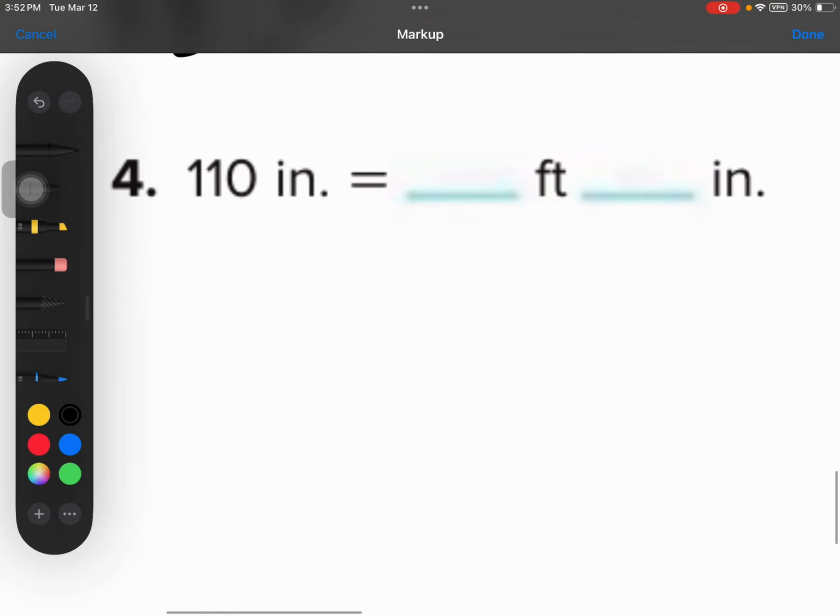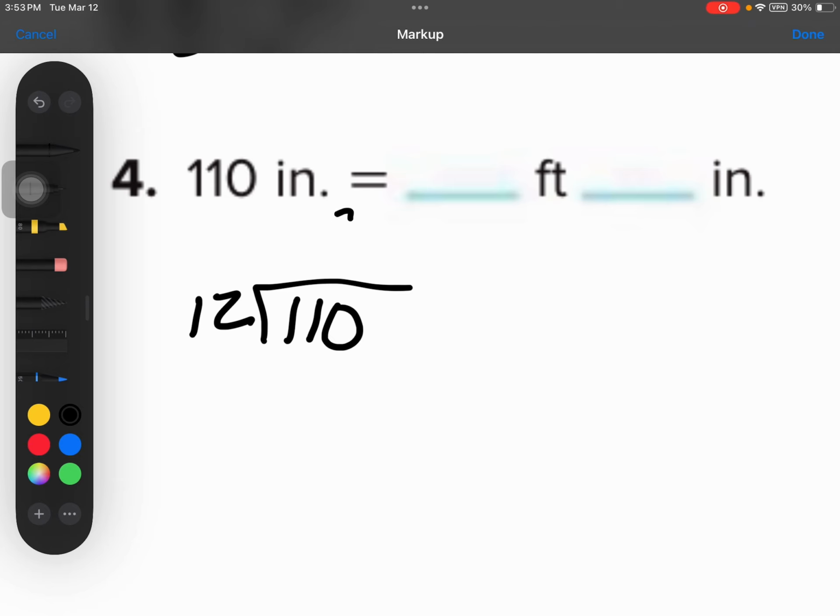Okay, number 4, we're going inches, and it looks like we're dividing into feet, and there's going to be some leftovers. So we're going from fly to horse, divide, of course. So I have 110, and every foot has 12 inches. So I'm looking about that, and I think that 9 would work the best. So 9 times 12 is 108. So I have 2 left over. So I have 9 feet, and I have 2 inches left over for number 4.